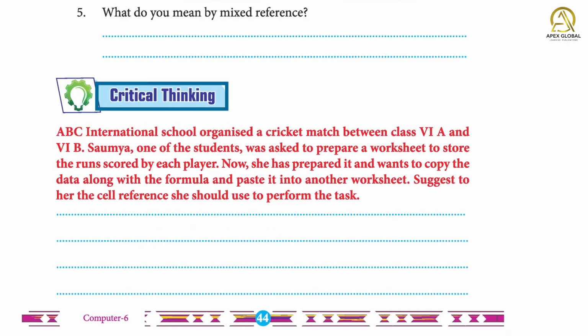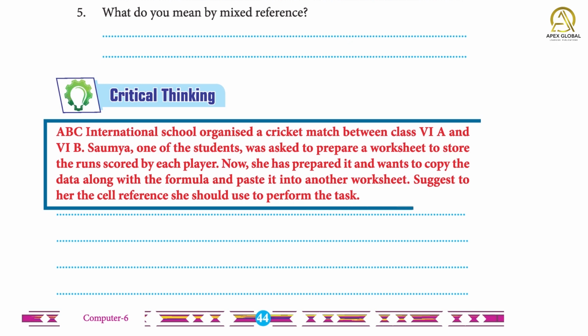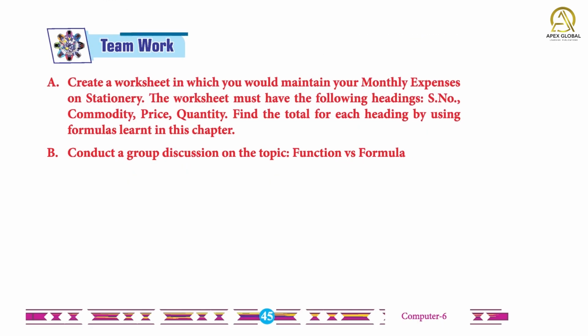Critical thinking. ABC International School organized a cricket match between class 6th A and 6th B. Soumya, one of the students, was asked to prepare a worksheet to store the runs scored by each player. Now she has prepared it and wants to copy the data along with the formula and paste it into another worksheet. Suggest to her the cell reference she should use to perform the task. Answer: Students will do it themselves.